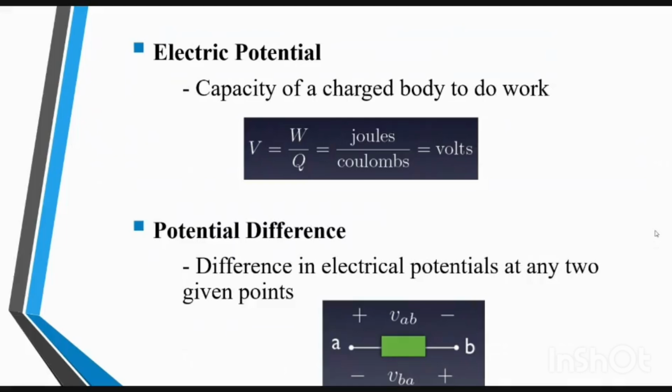Potential difference. The difference in electrical potential at any two given points is called the potential difference. Let VA and VB be the potentials of points A and B respectively with respect to the ground. Then VBA is the potential of point B with respect to point A. Then VBA will be equal to VB minus VA.